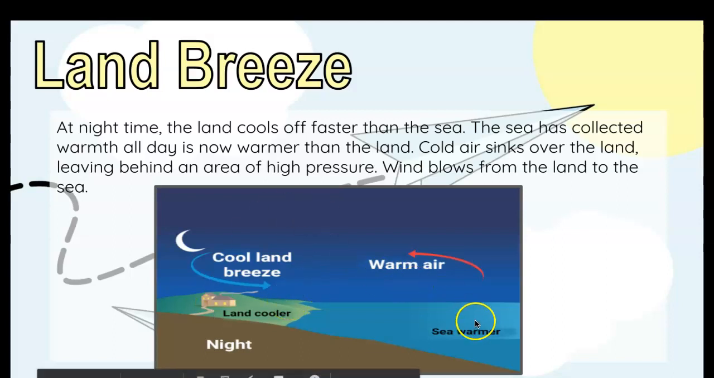So it's at nighttime where your warm air rises up over the ocean this time and sinks over the land. And that cold breeze now is going to go out to sea, from land to sea. So it is a land breeze.